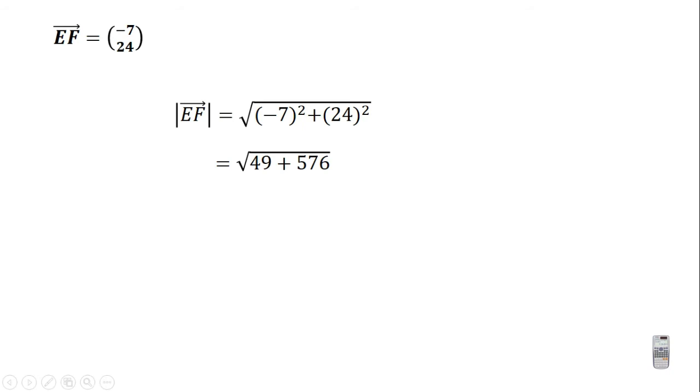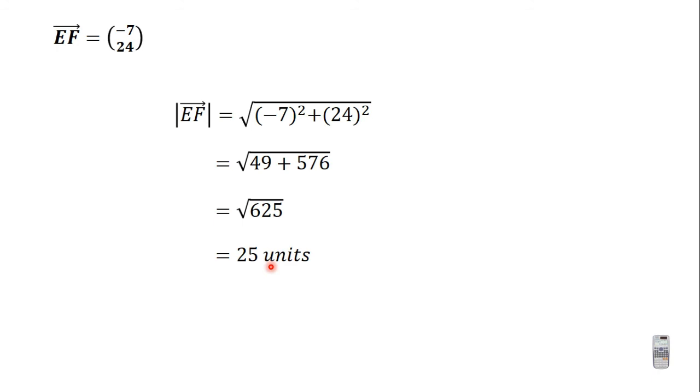And this will give us 25. (-7) squared will give us 49, plus 24 squared will give us 576. 49 plus 576 will give us 625. You take square root of this on your calculator, you are getting 25. Once again, we don't know the units, so 25 units.